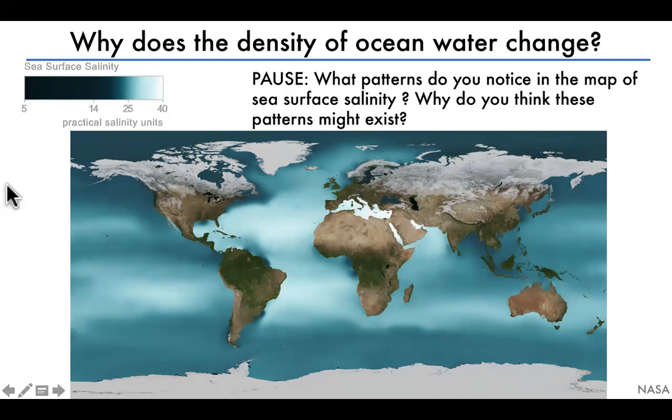So again, I want you to spend as much time as you need looking at the patterns in sea surface salinity, seeing if you're seeing anything here that might help you explain some of the things we saw on the previous slides, or just patterns that make you think about how this might be related to what we saw on the previous slides.